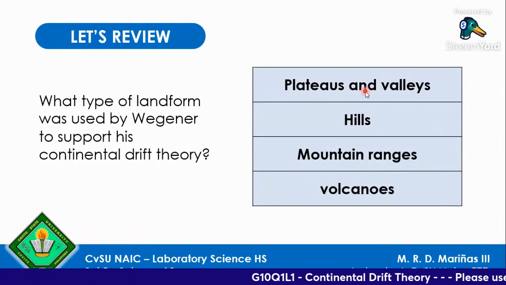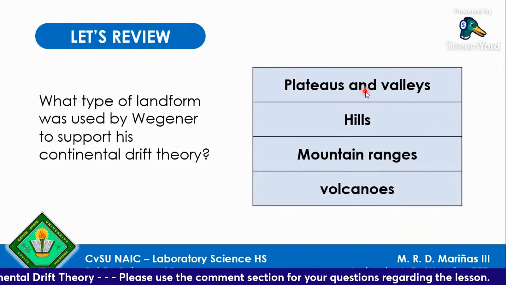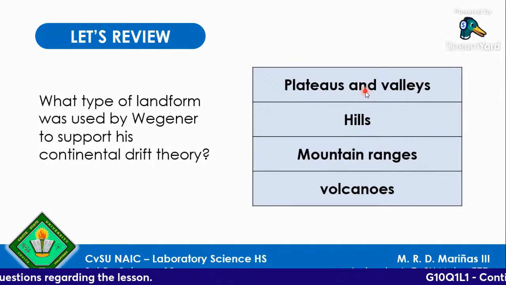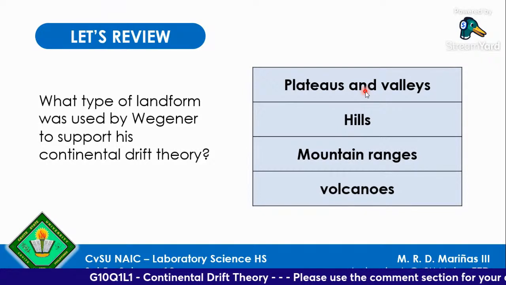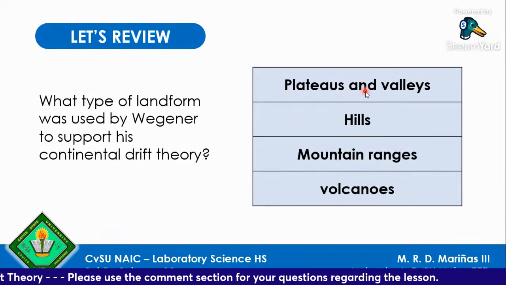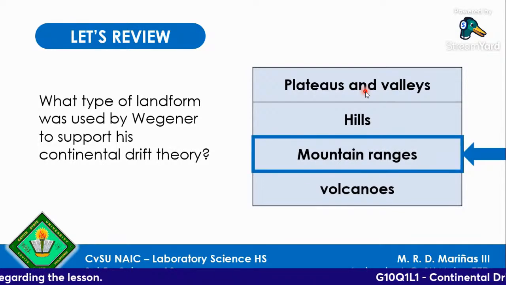What type of landform was used by Wegener to support his continental drift theory? Alin sa apat na yan ang ginamit ni Wegener para masuportahan ang kanyang continental drift theory? Is it plateaus and valleys, hills, mountain ranges, or volcanoes? Again, what type of landform was used by Wegener to support his continental drift theory? Is it plateaus and valleys, hills, mountain ranges, or volcanoes? 10 seconds. If your answer is mountain ranges, then you are correct.